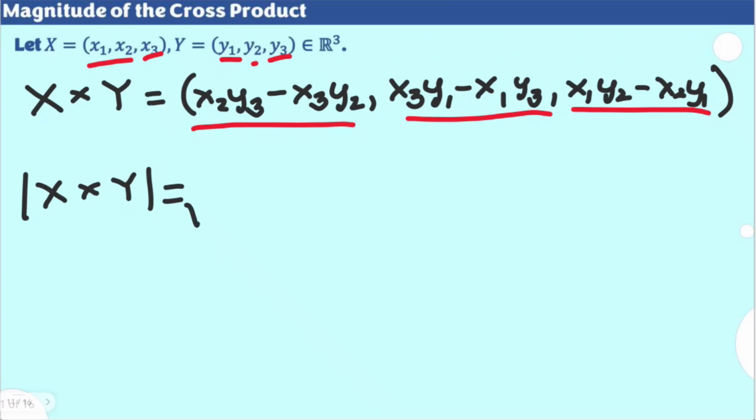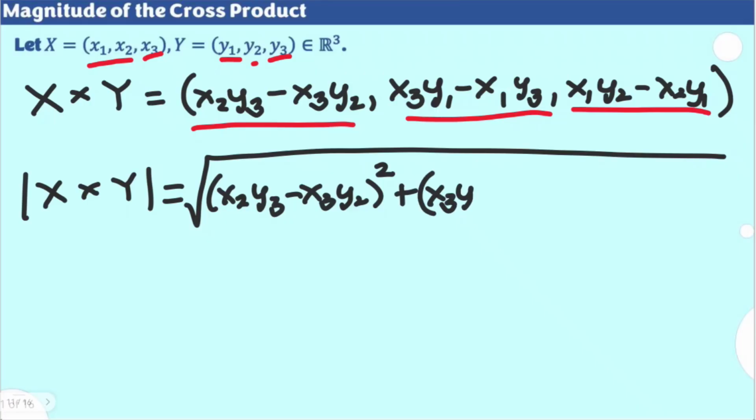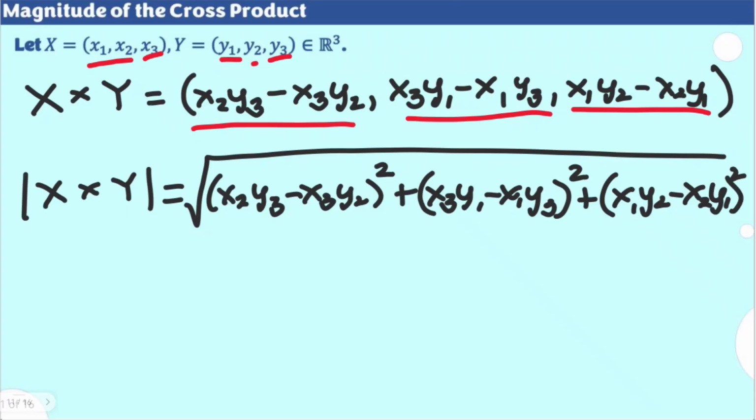Simply, it's the square root of the sum of the squares of the components. You have x sub 2, y sub 3, minus x sub 3, y sub 2, squared. Plus x sub 3, y sub 1, minus x sub 1, y sub 3, squared. Plus x sub 1, y sub 2, minus x sub 2, y sub 1, squared.